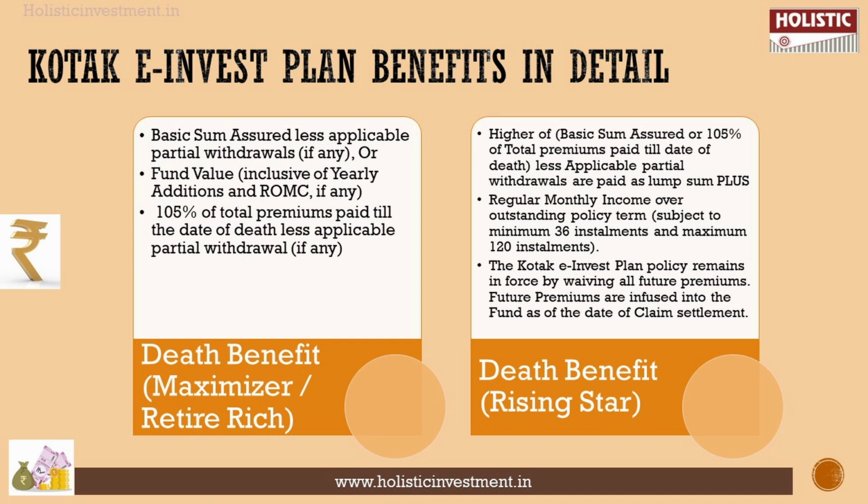How the death benefit will be determined depends on the plan option, Maximizer or Retire Rich. You can see that there are 3 options given as death benefit. Out of these on the screen, whichever option's value is highest at the time of the date of death of the policyholder will be given as the death benefit to the nominee. And for the Rising Star option, you can see different options given on the screen. You can simply pause the screen and take a look at the options given.